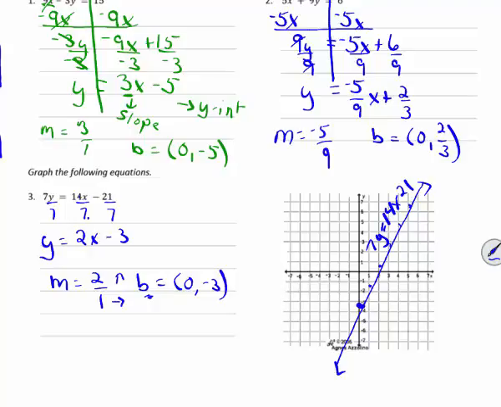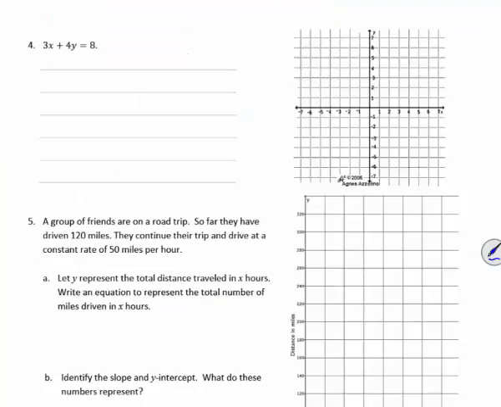Okay, let's try another. So 3x plus 4y equals 8. So this time I do have to get rid of the x term. So I'm going to subtract 3x. What I do to one side, I have to do to the other. Bring down the y term, 4y. Rewrite, negative 3x plus 8 because 8 is a positive.